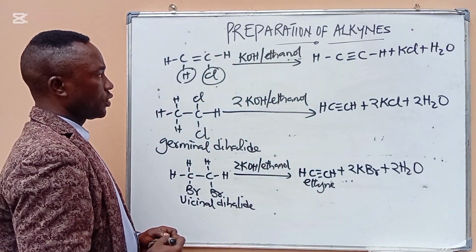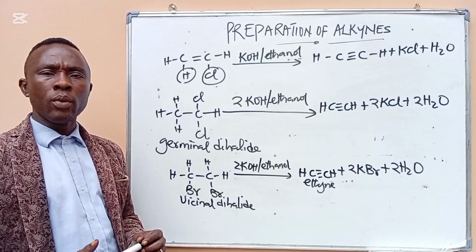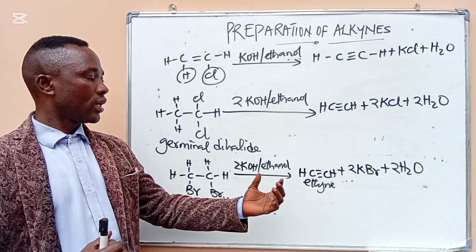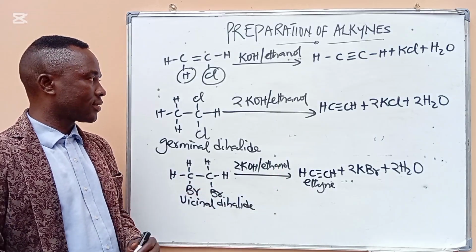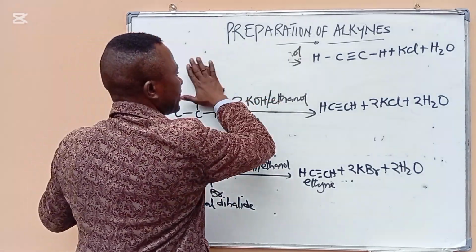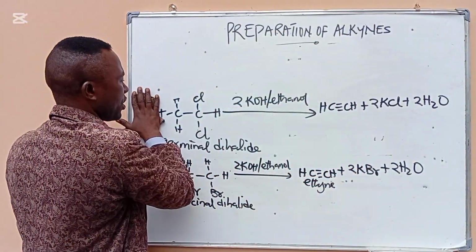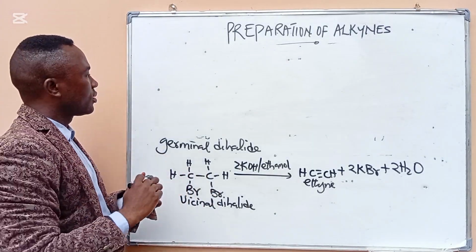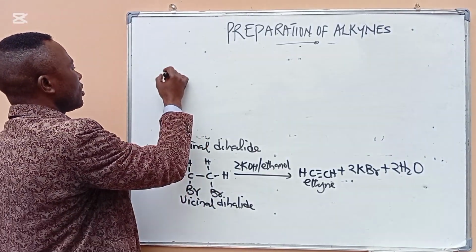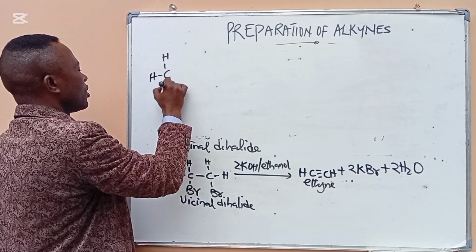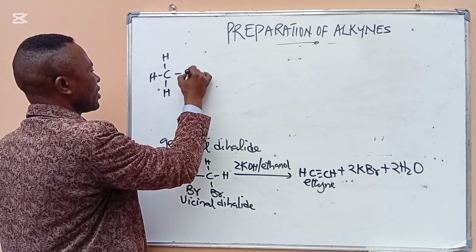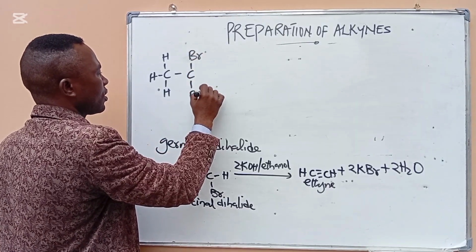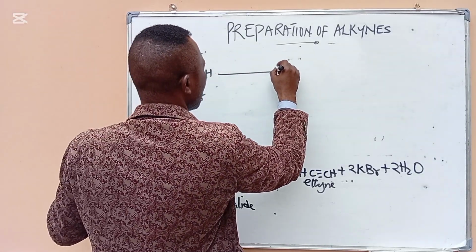So that is it. Anytime we do double dehydrohalogenation of alkyl halide, we get what? We get alkynes. That is the second method by which alkynes can be prepared. Remember that we can give the mechanism of the reaction. If we have CH, H, then CH, C, Br, and Br, then H.